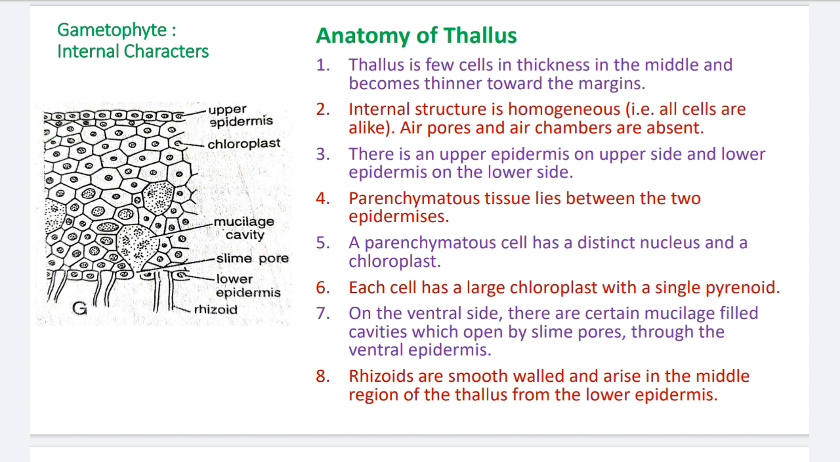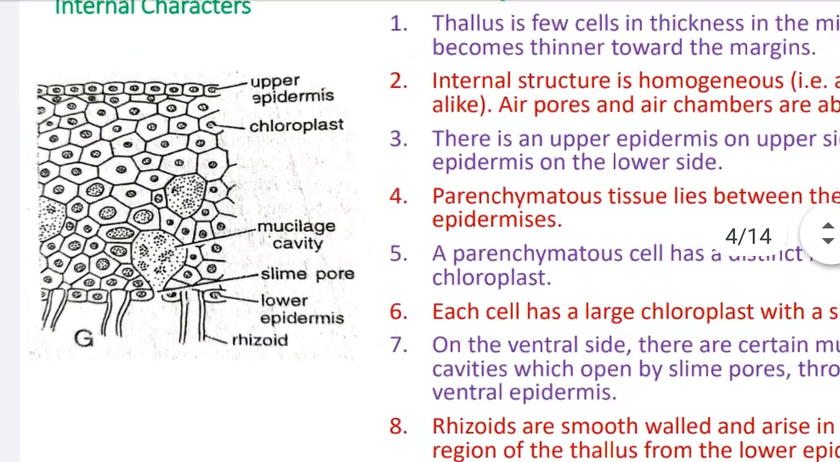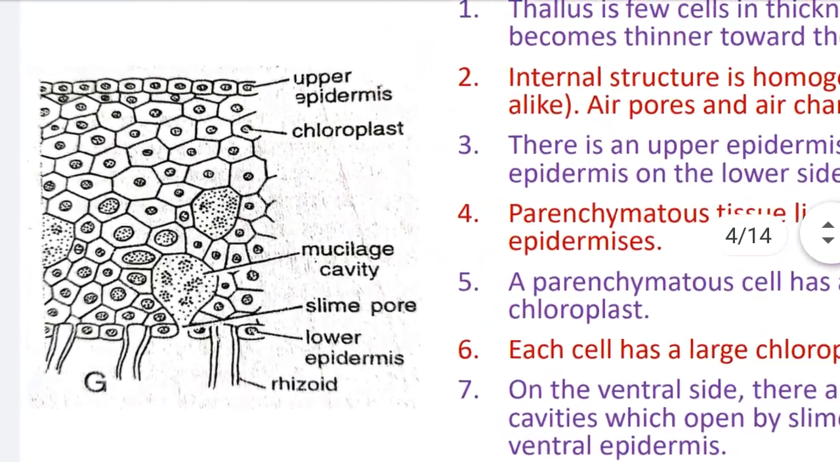Number 7. On the ventral side, there are certain mucilage-filled cavities which open by slime pores through the ventral epidermis. You see in the diagram, toward the lower side, you will find mucilaginous cavities, and these cavities open with the lower epidermis with small pores called slime pores. Number 8. Rhizoids are smooth walled and arise in the middle region of the thallus from the lower epidermis. And these rhizoids are produced from the lower epidermis of the thallus.